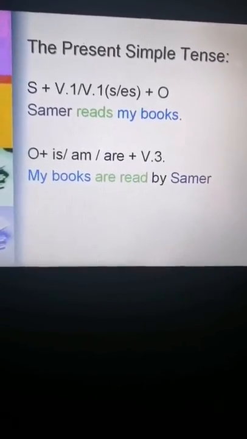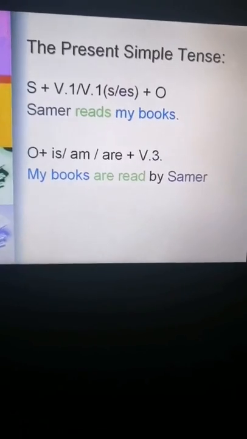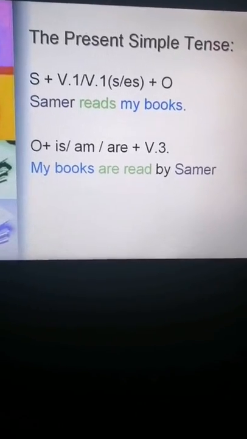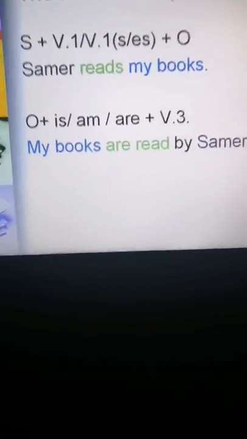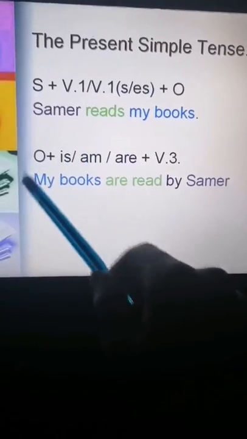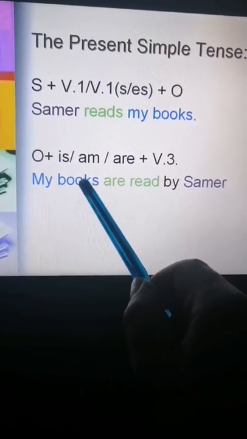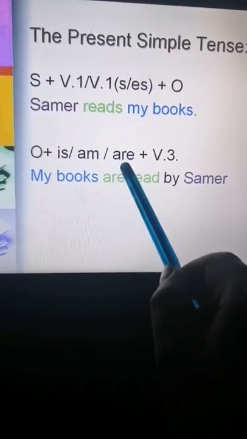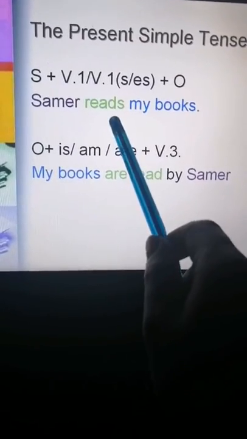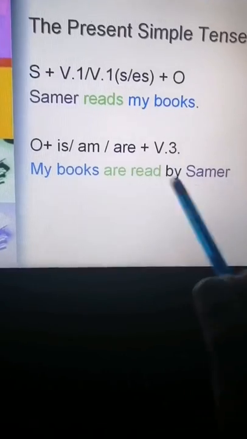Samer reads my books. Samer is the subject, reads is verb 1, my books is the object. We should take the object and put it at the beginning of the sentence. My books is plural. The object here is plural. We have books, so we don't put is, we don't put am, we put are, plus verb 3. My books are read. Verb 1, read. The verb 3 is read, by Samer. We can avoid mentioning it.